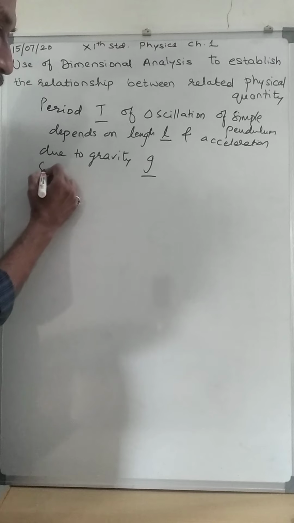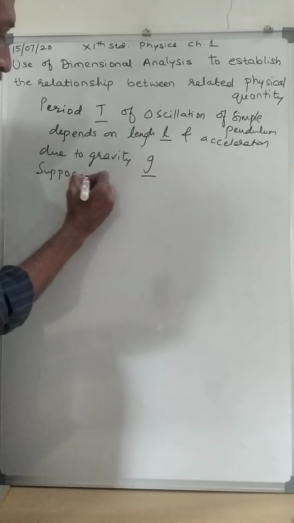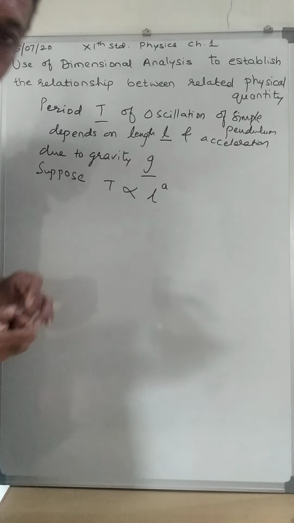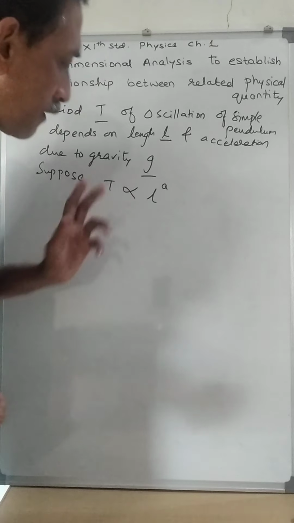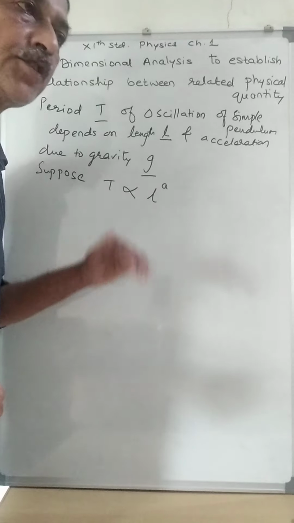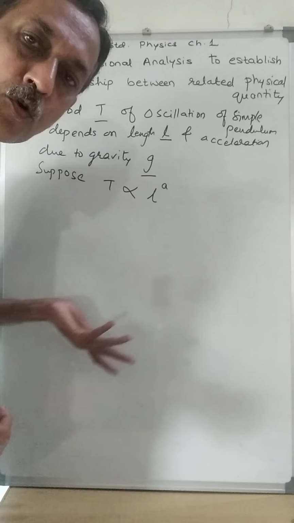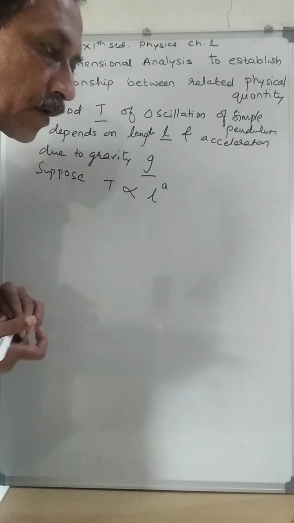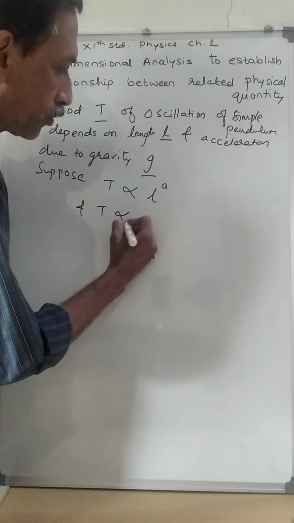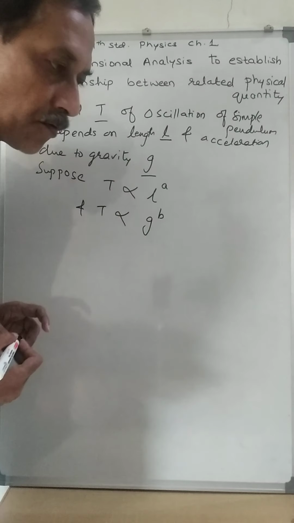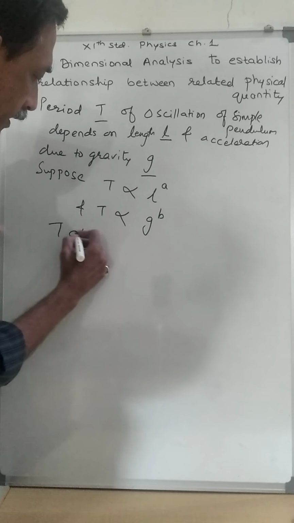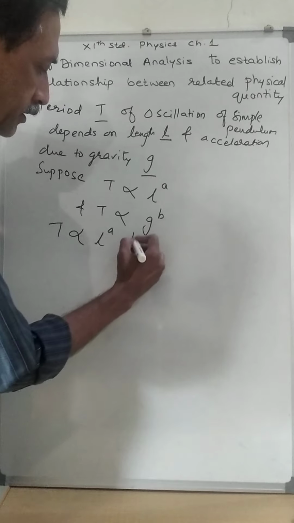So suppose T is directly proportional to L raised to A. Now we don't know the index power for length. We're just taking T proportional to L raised to A, whether it is L square, L raised to -1, -2, or L cube, we don't know. And T is also directly proportional to G raised to B. Now combining together, we get T is proportional to L raised to A, G raised to B.